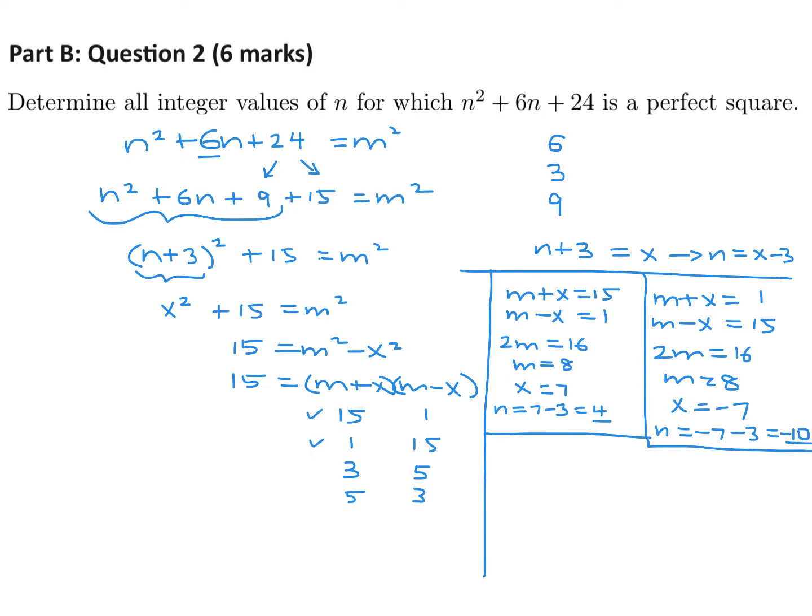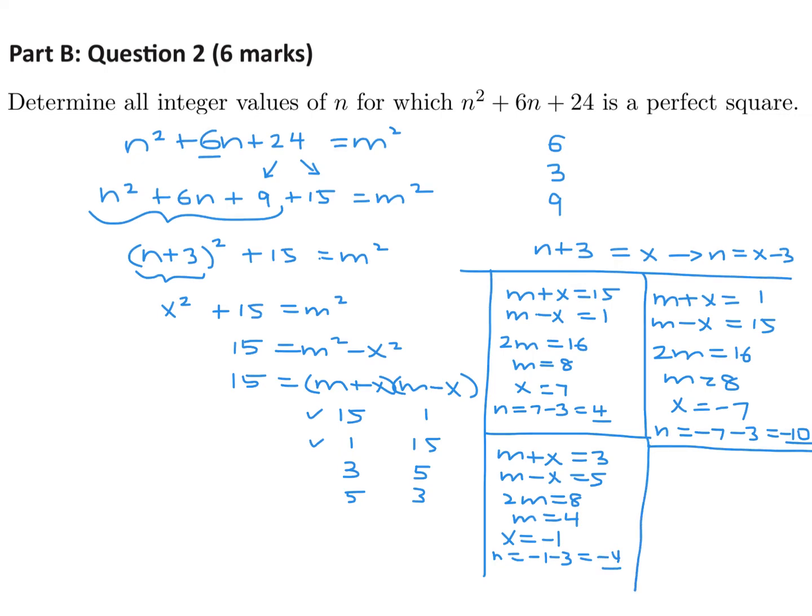A couple more times. m plus x this time is 3. m minus x is 5. So 2m is 8, and therefore m is 4. x therefore would be minus 1, I believe. Wait, m is 4, so yeah, minus 1. So therefore n is minus 1 minus 3, which is minus 4.